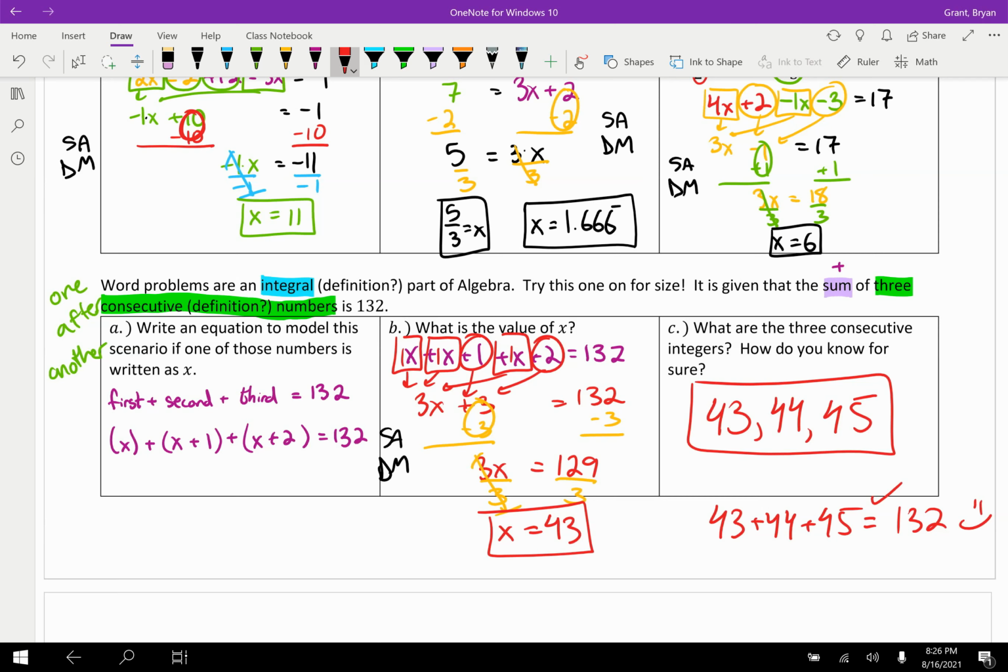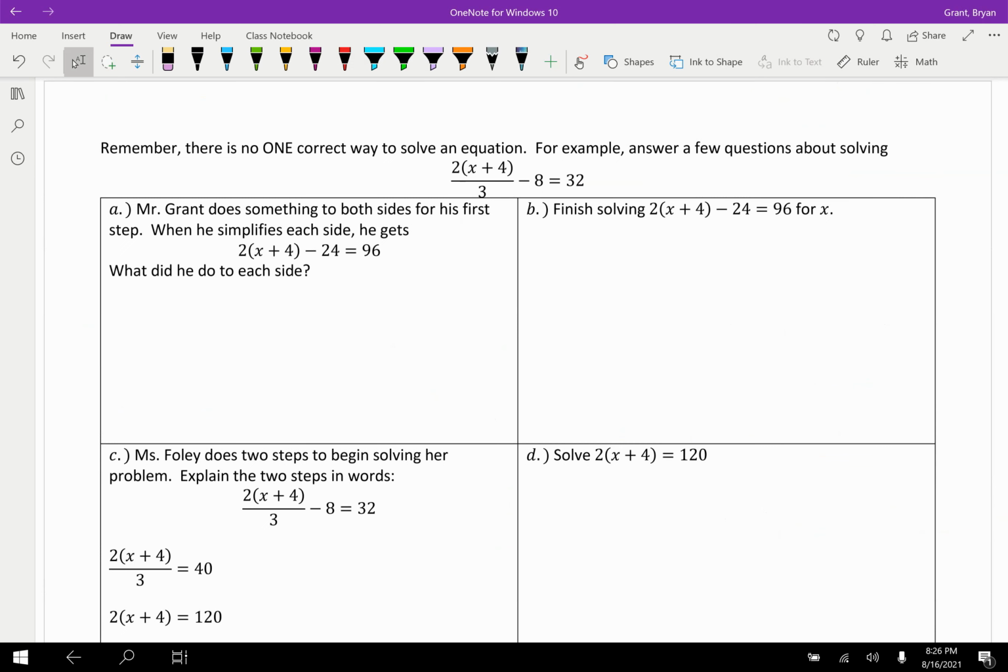All right, we've got the hard stuff done. Let's get to the cool stuff. First things first, we need to remember that there's no one correct way to solve an equation. For example, let's look at this kind of complicated equation here. Mr. Grant does something to both sides for his first step. When he simplifies, he goes somehow, that crazy guy, from here to here. What does he do?